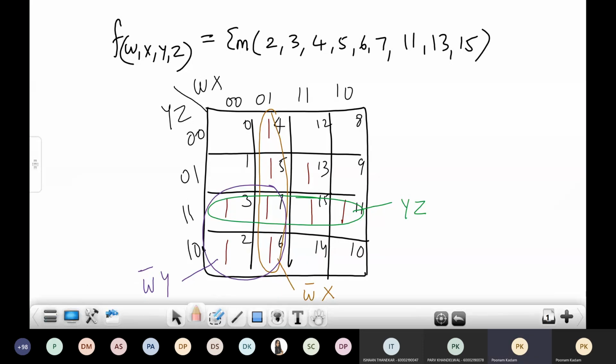And you can make a group of these one cells as well, right? And you will get prime implicant XZ. So there are 4 prime implicants, right? There are 4 prime implicants.